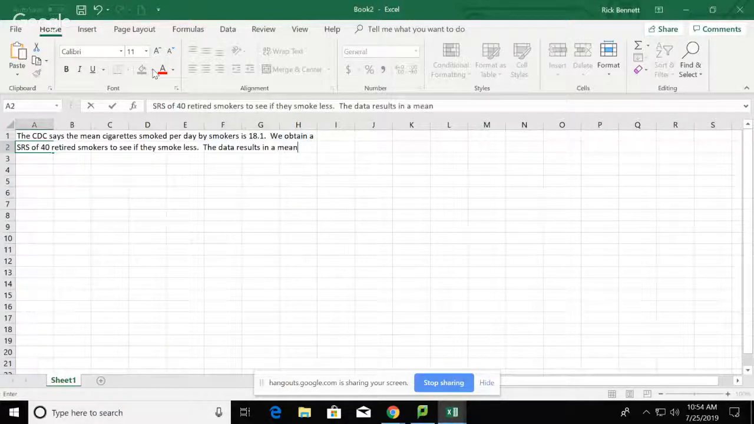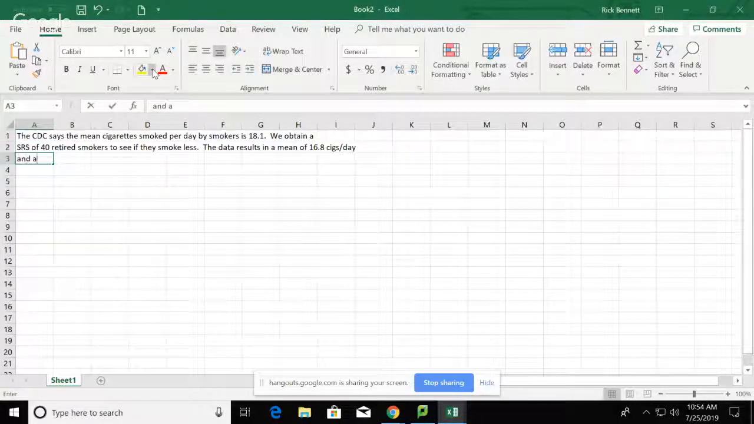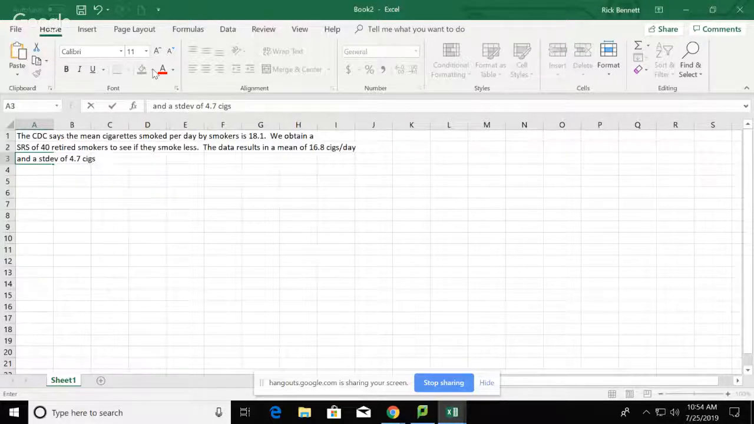Okay. The data results in a mean of 16.8 cigarettes per day and a standard deviation of 4.7 cigarettes. Using alpha equals 0.10, find out if retired smokers smoke less.